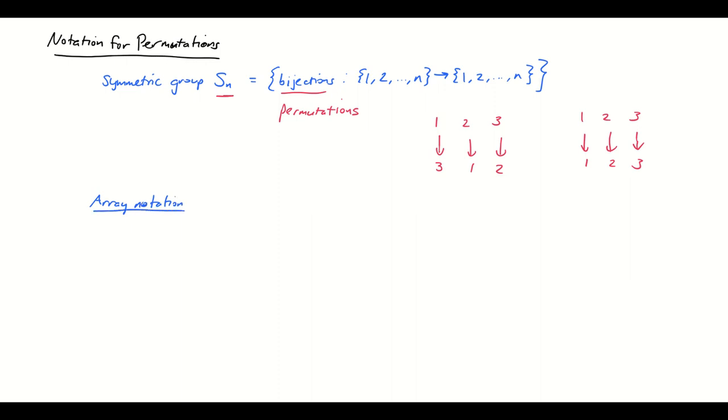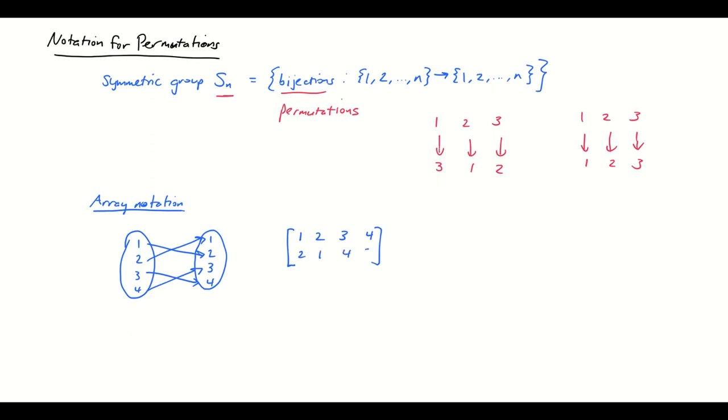The idea of array notation is pretty straightforward. In some previous videos, I talked about the idea of taking a set and representing a mapping using an arrow diagram. So like maybe 1 and 2 get mapped to each other and 3 and 4 get mapped to each other. That's one way of representing a permutation. But another way, which doesn't require quite as much drawing, is to write down square brackets as though you're going to set up a matrix. And then write down in the top row 1, 2, 3, and 4. And in the bottom row, write down the image of each of those numbers. So 2, 1, 4, 3.